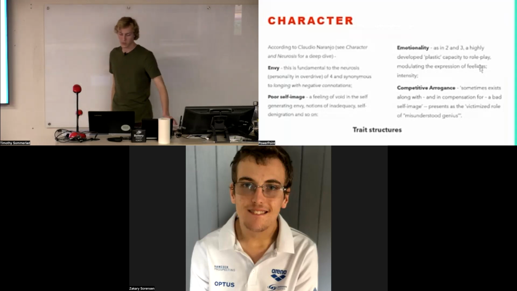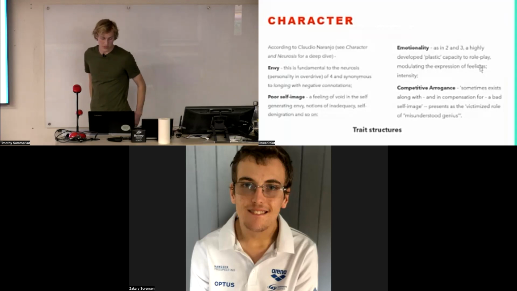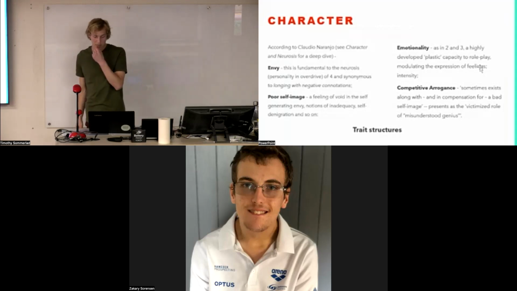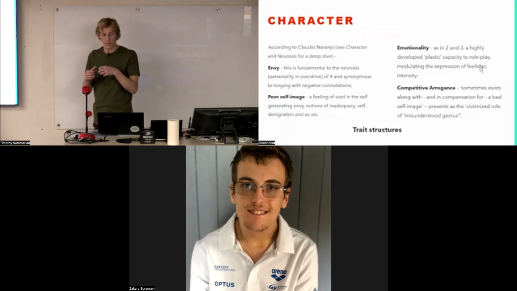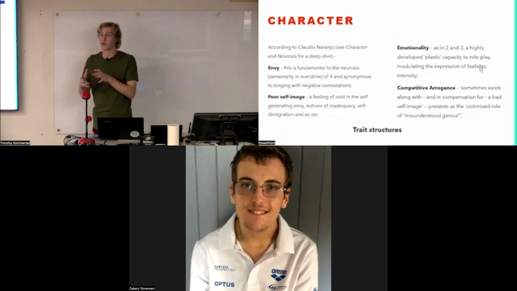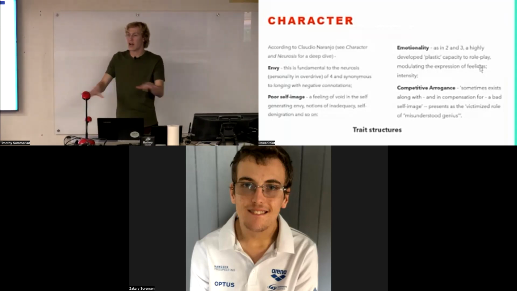So some fundamental trait structures for type 4, so envy. So fundamental to the neurosis of this type, when I say neurosis, I'm talking about personality in overdrive, sort of personality without any kind of awareness or when there hasn't been any growth taken place. It's just the personality at face value, at average, at sort of status quo.